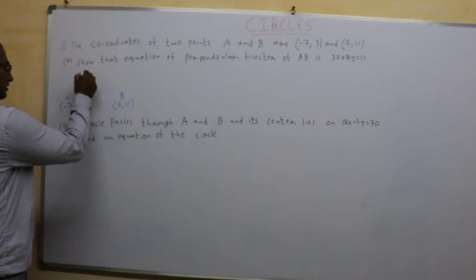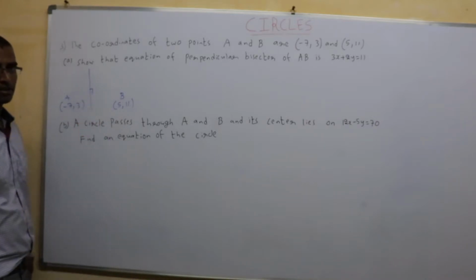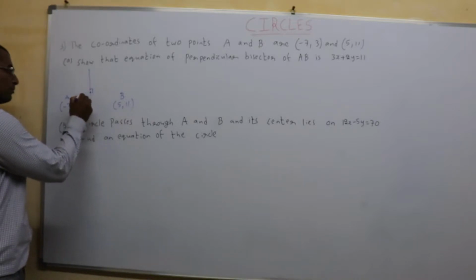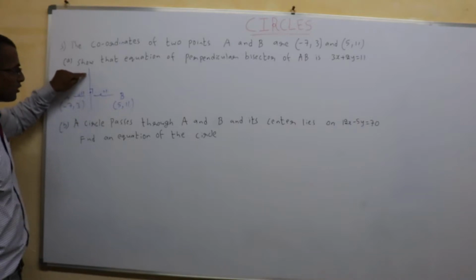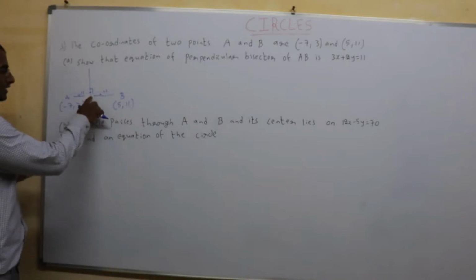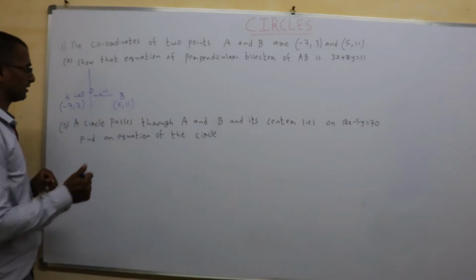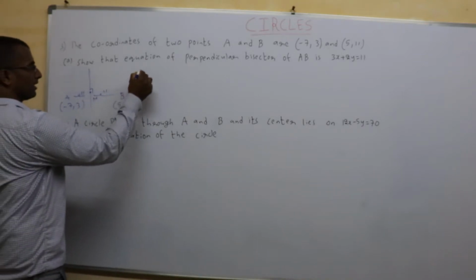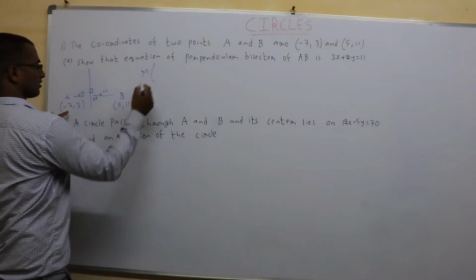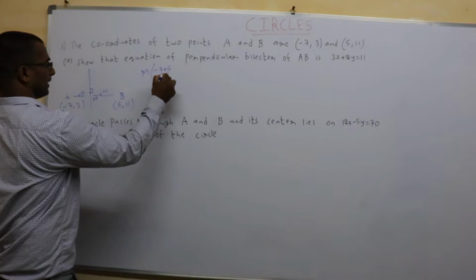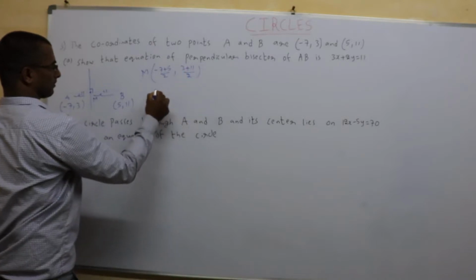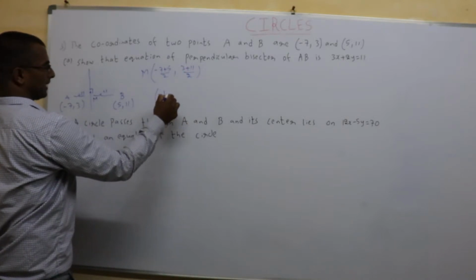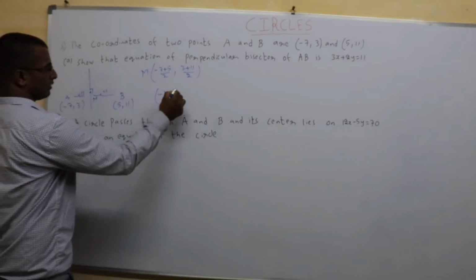Perpendicular bisector means this line is perpendicular and also passes through the midpoint of AB. Clear? So to find this line I need to know this point and the slope of this line. To get this point I use the midpoint formula. So what is the midpoint formula? x1 plus x2 by 2. So -7 plus 5 by 2 comma 3 plus 11 by 2, which will be -2 by 2, that is -1, and 14 by 2 will be 7.